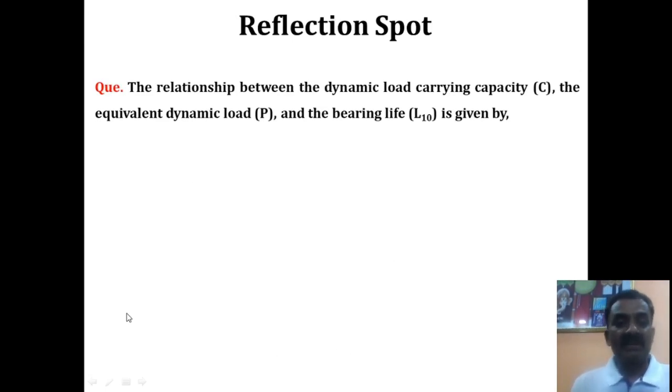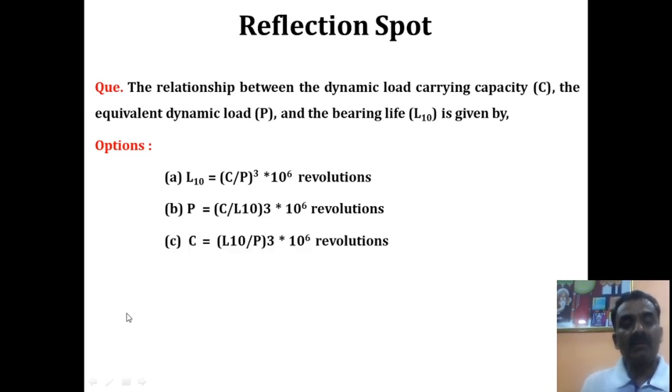Now this is the reflection spot where you have to answer the question. The relationship between the dynamic load carrying capacity C, the equivalent dynamic load P, and the bearing life L10 is given by which option? So options are given and you have to quickly give the answer. Stop the video, give the answer and check the answer. So the correct answer is A.